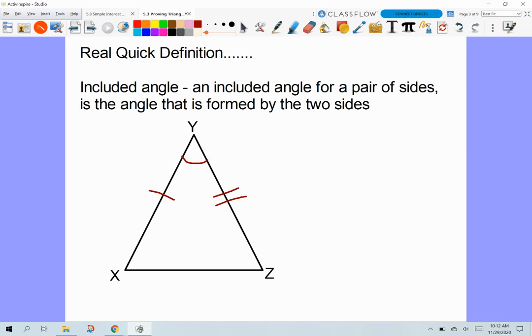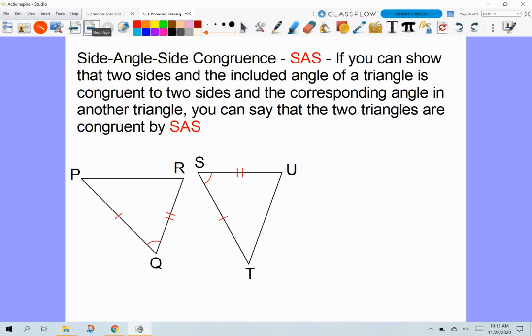Okay, so the next congruence is called the side angle side congruence. And if you notice, this angle, the letter A, is between the 2 S's. That's what your picture should look like. You should have 2 sides marked and the angle that is physically between those 2 sides, the one that's sandwiched between those 2 sides. That's what the pictures are going to look like if they're set up for a side angle side congruence.